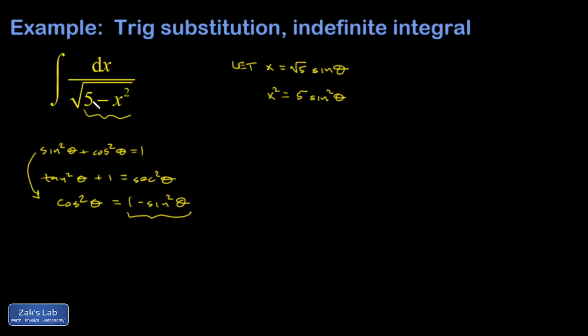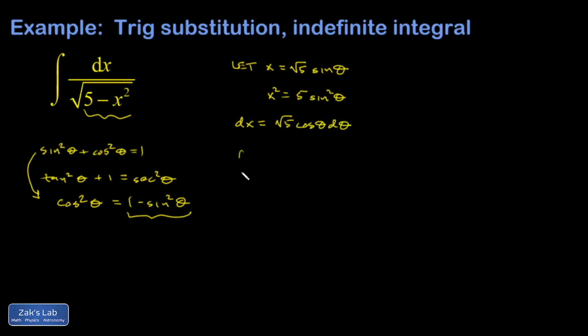And then inside the square root, I'll be able to factor out a 5, and I will be left with a 1 minus sine squared theta, which I know simplifies. So part of transforming the integral is always transforming the differential dx, and that's going to be root 5 cosine theta d theta.